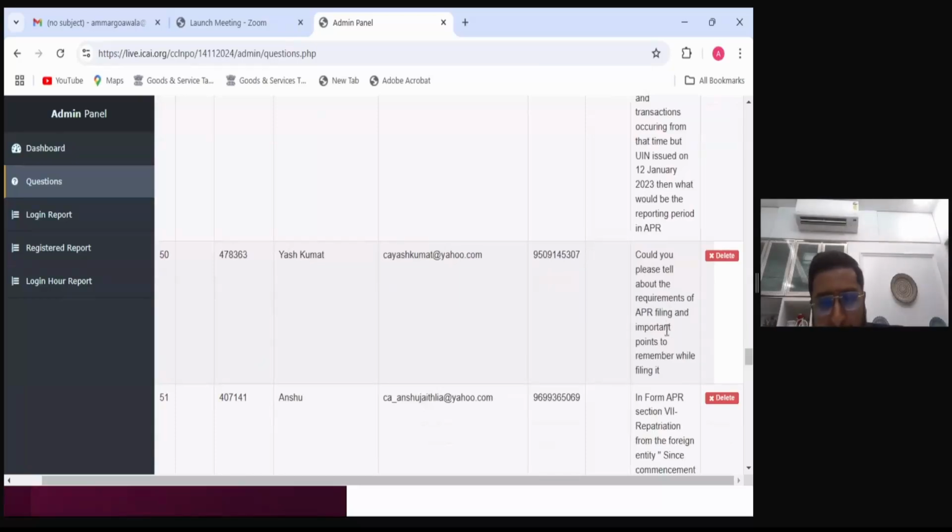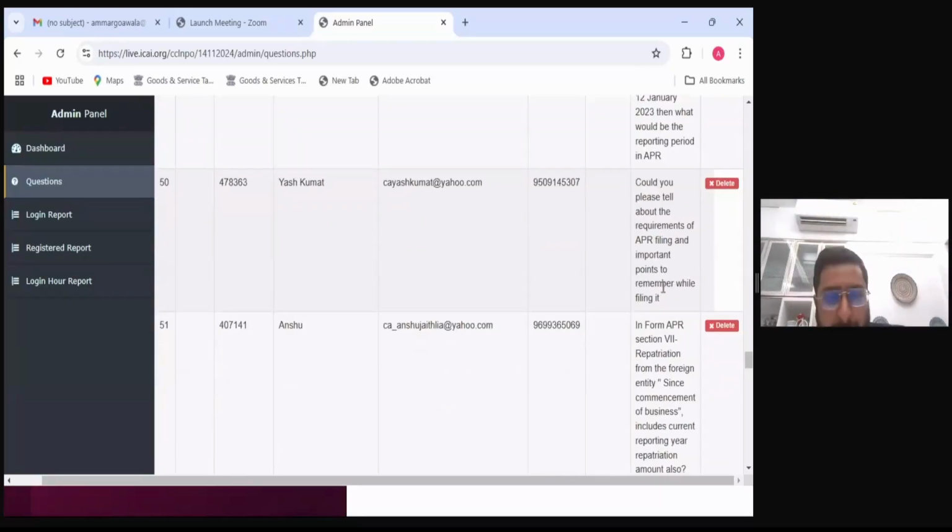The points regarding APR filing I've already discussed. The audited financial statements of the foreign entity, the financial statements of the Indian entity, and the board resolution are a must for making the APR.